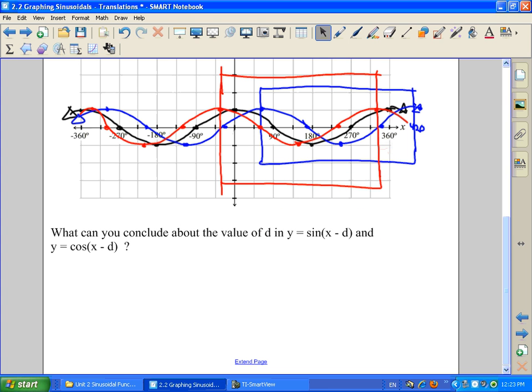All right, and let's finish this off, ladies and gentlemen, discussing what we've learned about D. So again, D is what we call the phase shift. So D represents the phase shift. And really that's your horizontal translation.